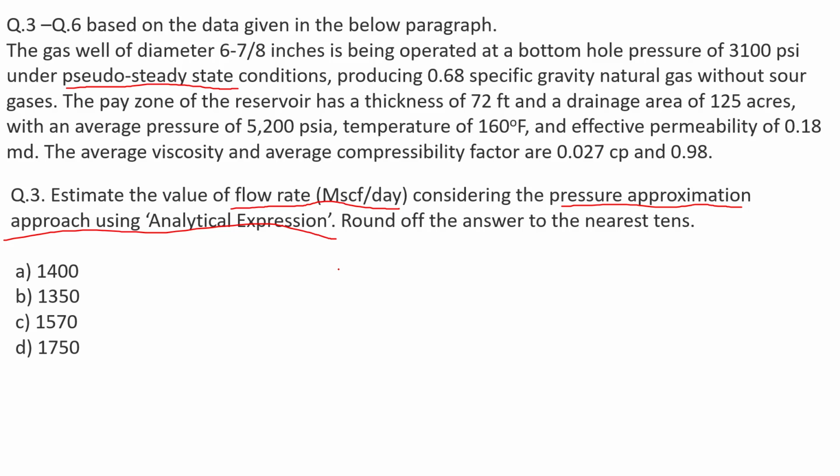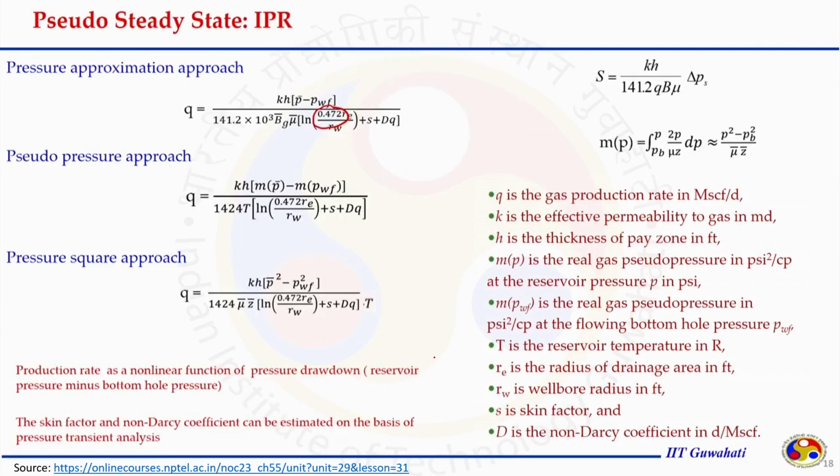That is, either the pressure is going linear, that is below 2000 psi, between 2000 to 3000 psi, and becomes constant after 3000 psi. So according to that, there are different expressions that are used to find out the flow rate for both pseudo steady state condition and steady state condition. So here we are considering a pseudo steady state condition.